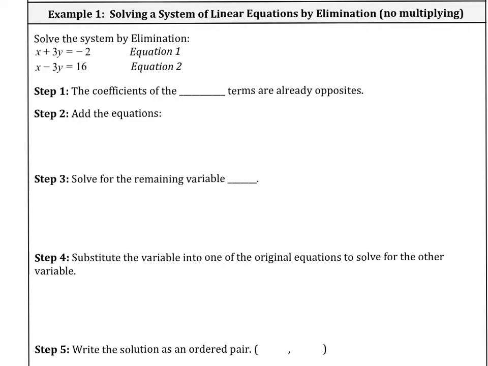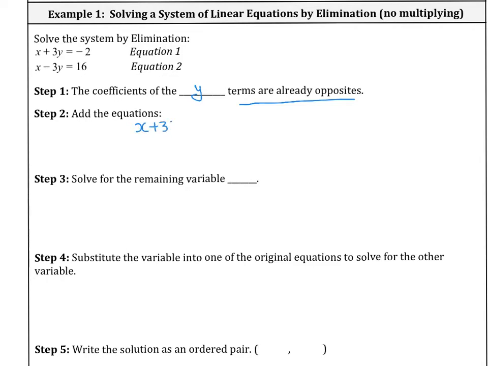Example number 1. Solve the system by elimination: x plus 3y equals negative 2, x minus 3y equals 16. There are two equations given to us. The coefficients of the y terms are already opposite and the same in number, so we are going to add the two equations.